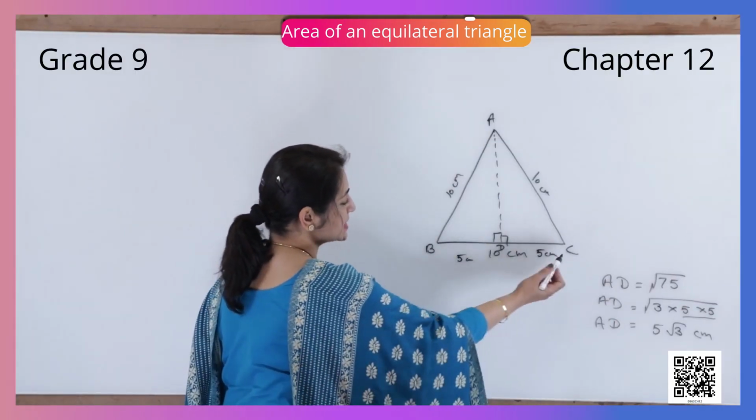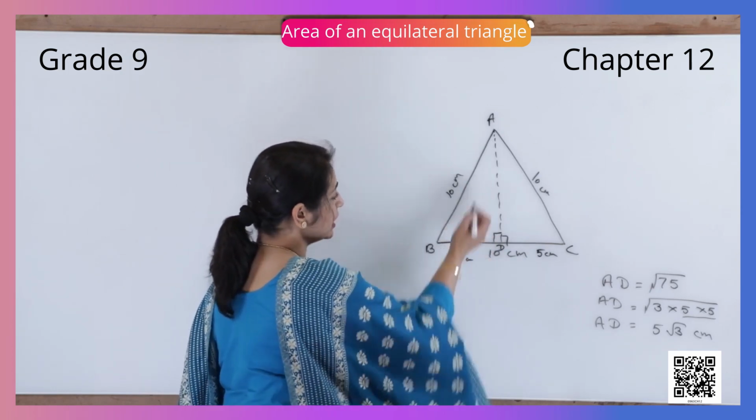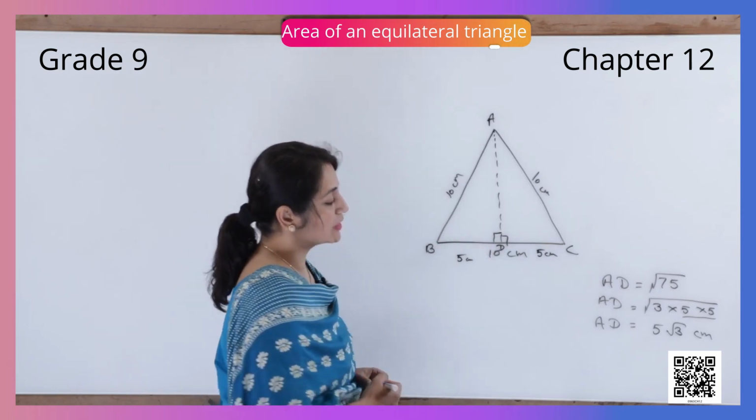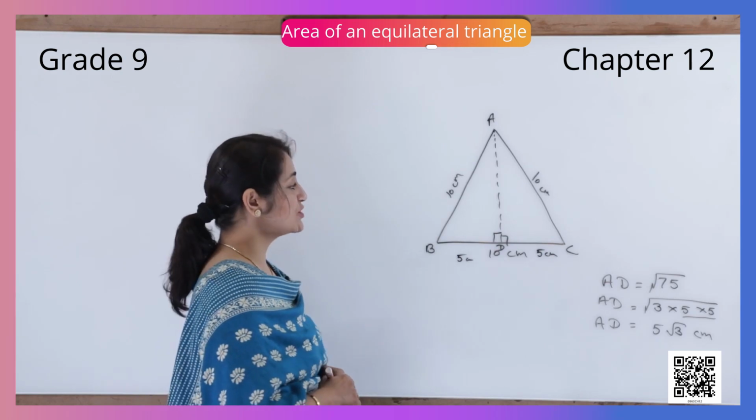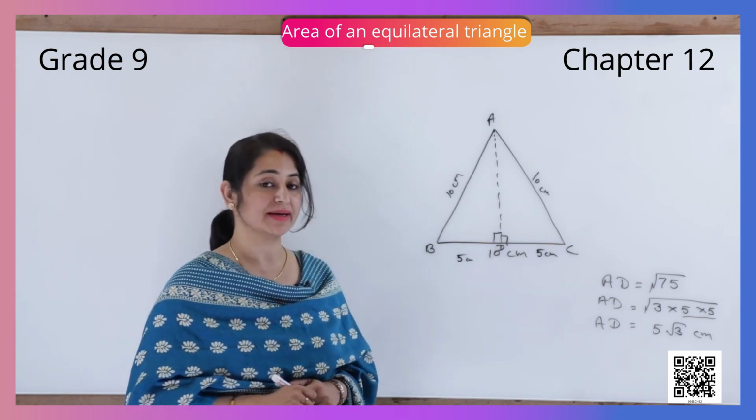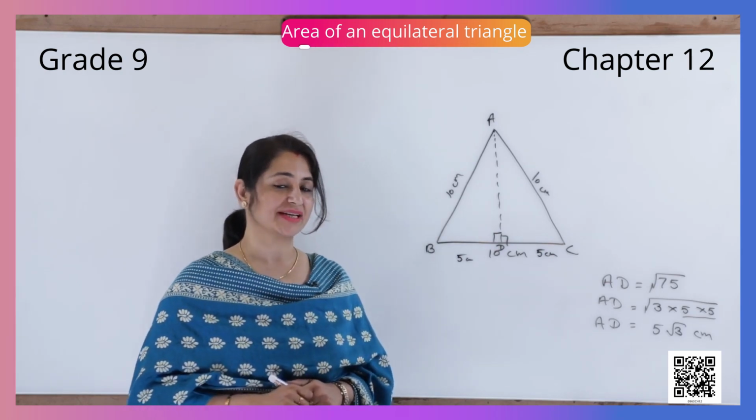Now we know the base, which is 10 centimeters, and also the altitude, which has come to 5 under root 3 centimeters. So now these two values can be used to find out its area. Let's move to the next triangle now.